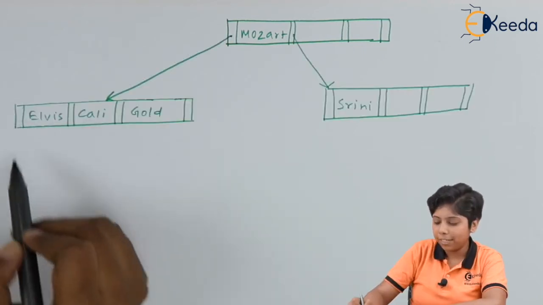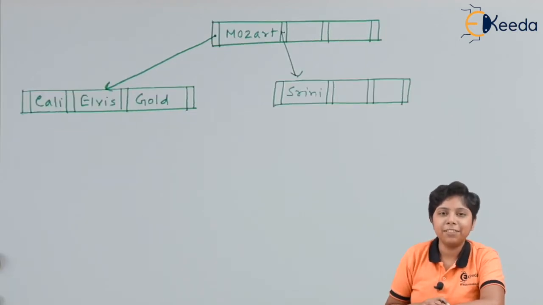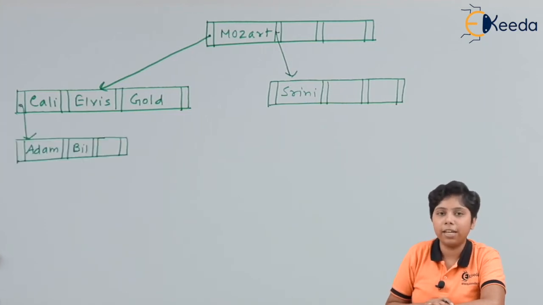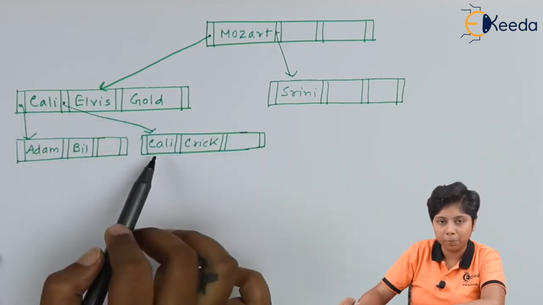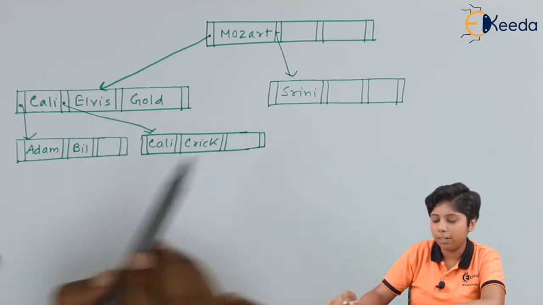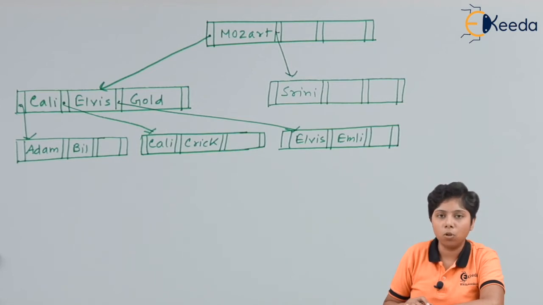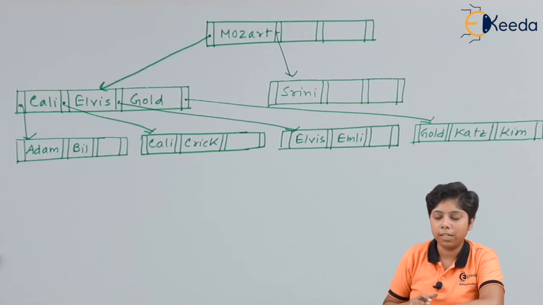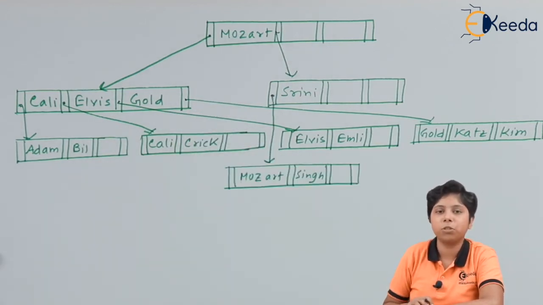So we just have Kelly, Elvis and Gold as an internal node. On the left side of Kelly we will have Adams and Bill. To the right side of Kelly and left side of Elvis we will have Creek, Kelly. Is this the leaf node? Kelly needs to be repeated here. At the right side of Elvis, it will get Elvis and Emily. To the right side of Gold, it will have Gold, Cat and Kim. On the left side of Srinivasan, it will have Mozart and Singh. And finally, to the right side, it will have Srinivasan and Wu.